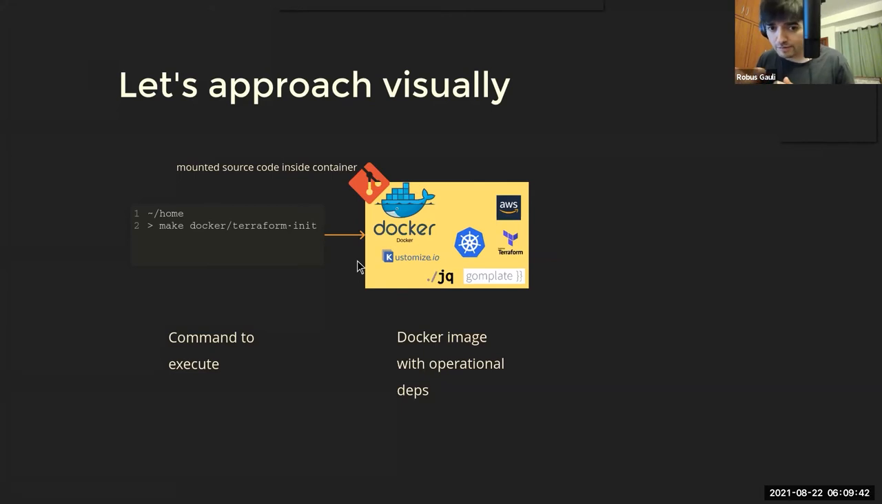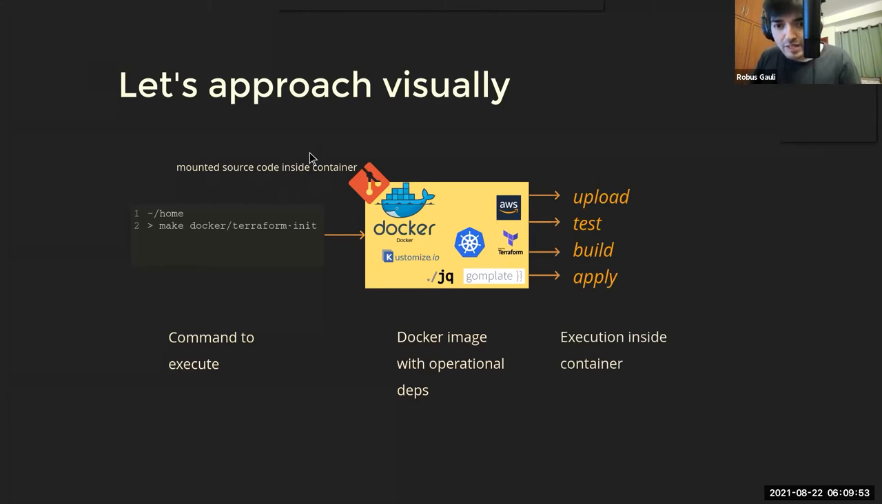After that, if you look closely here, the source code is mounted inside the container so that the commands can be executed against your tree. And finally, the actual command is executed from inside the container, triggered from your terminal. So everything is kind of proxied, if you like, through Docker. Whether it's upload, test, build, apply, whatever, it's running from inside the container and not from your local machine. That's the key point here. I hope that's pretty clear.